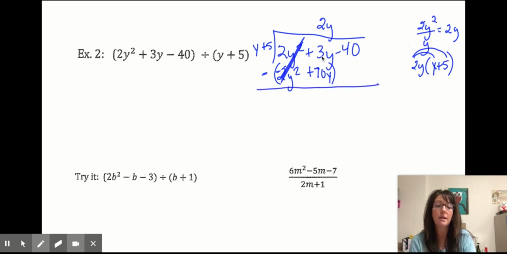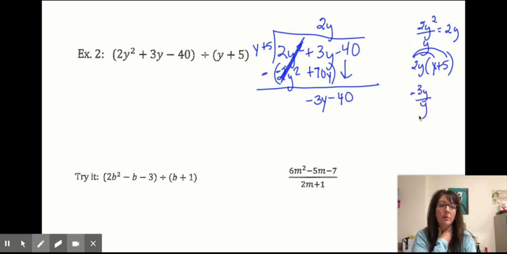And then we have 3y plus a negative 10y. So we're going to have a negative 3y. I'm sorry, that wasn't squared. 3y minus 10y is negative 3y. We're going to bring down this negative 40 or minus 40. Okay, we're still going to take this y into a negative 3y. So negative 3y divided by y. So that's going to be negative 3. Okay, so we'll put that negative 3 above the constant right here.